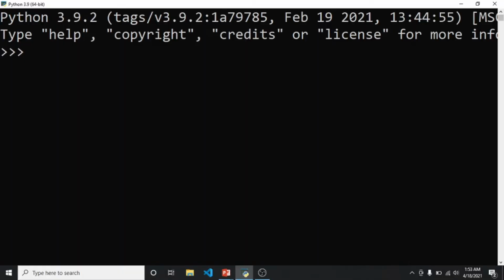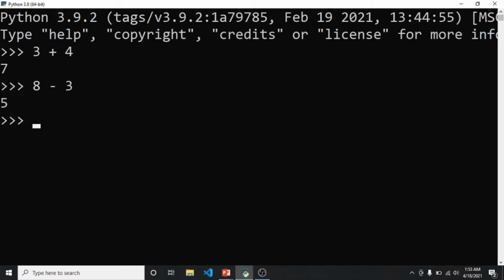Okay, so nandito na ako sa aking interpreter. And what I'm going to do is we're going to execute some expressions gamit yung mathematical operators natin. So pinaka-basic is yung addition, represented by the plus sign. 3 plus 4 is equivalent to 7. Another one is meron tayong subtraction. 8 minus 3 is equivalent to 5. Okay, this is just a simple mathematical operation.